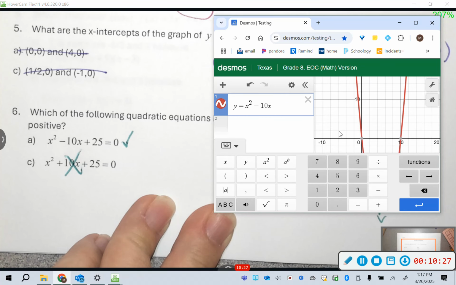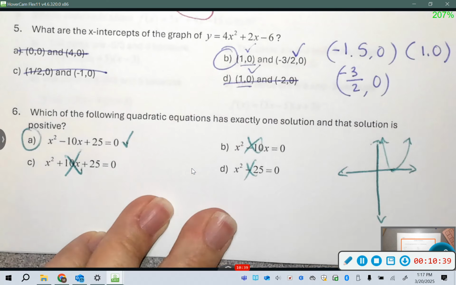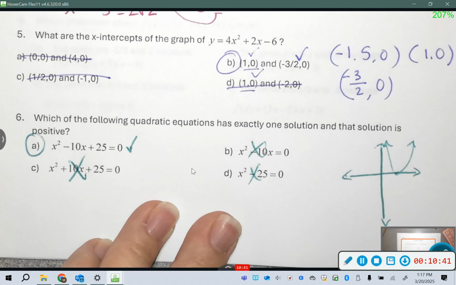That has a 0 and a 10. That has two solutions. Remember, we only want one. And then if I check minus 25, again, I still have two solutions, a positive and a negative. So these are not my answer. A is my answer. Okay, let's go to the next page.